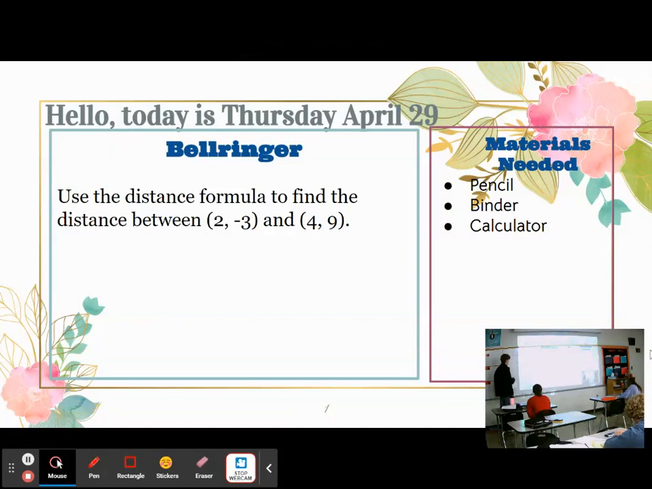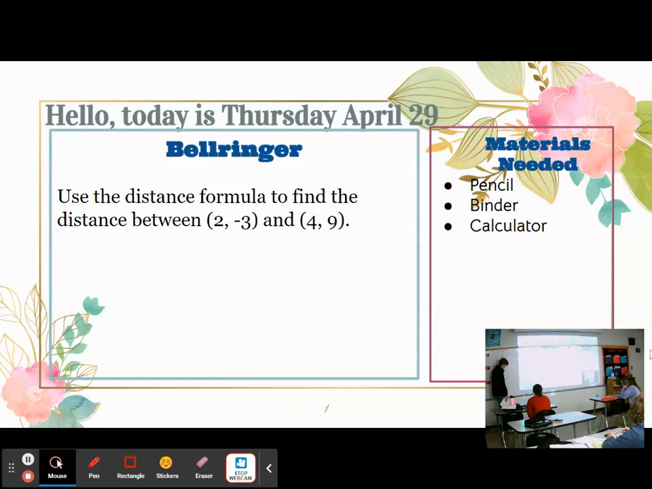Go ahead and explain to the class how you did the bell ringer, please. Yeah, so I just multiply 2 and 4. Negative 3, 9. Got that. All right, and what did you get as your final answer? Negative 8. Okay, awesome. Ben, tell us, do you agree or disagree?